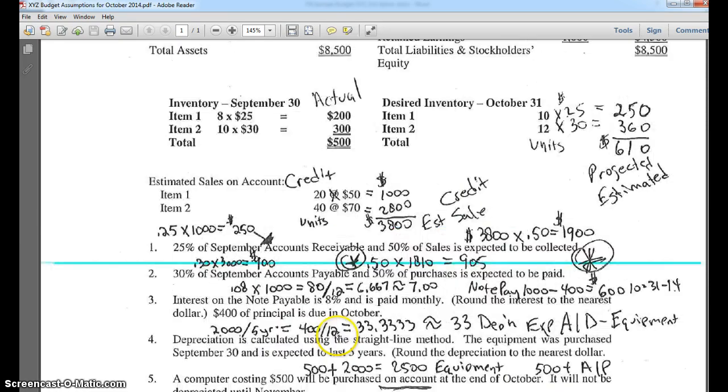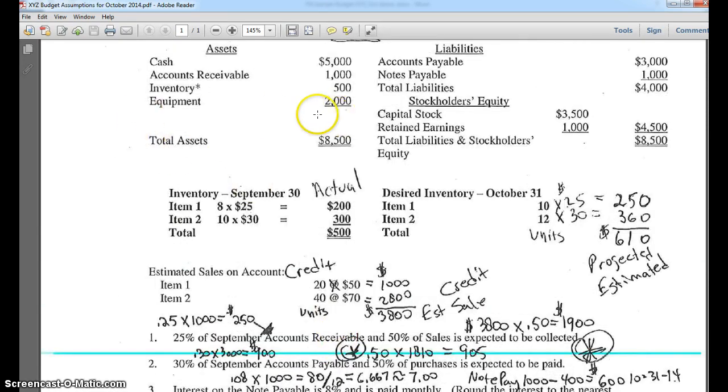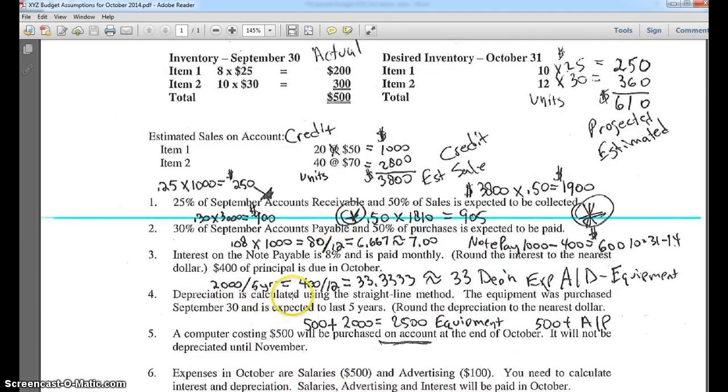Okay, so if we look up here, we've got $2,000 worth of equipment. We divide that by 5 years. We come up with a depreciation expense for the year of 400. But since we have to do it for the month of October, we divide the yearly depreciation by 12, and we come up with 33.33, and we're going to round that down to $33 for the depreciation expense and also the accumulated depreciation on the balance sheet for the equipment.